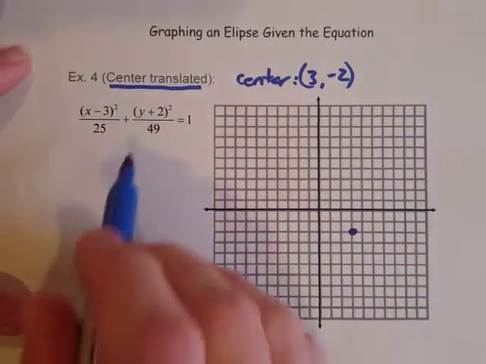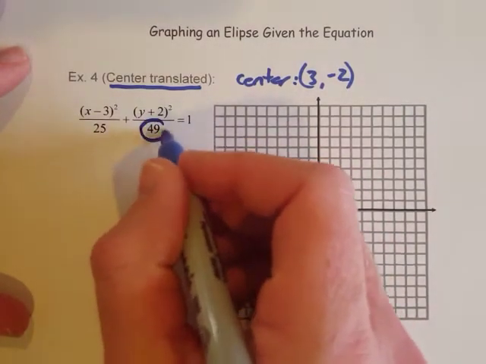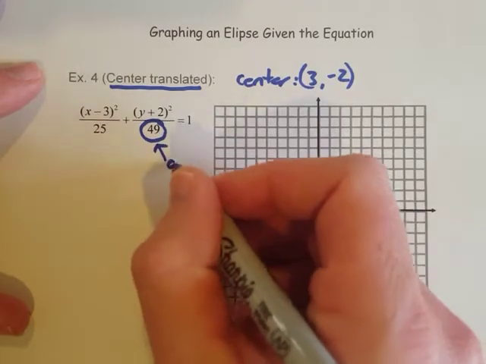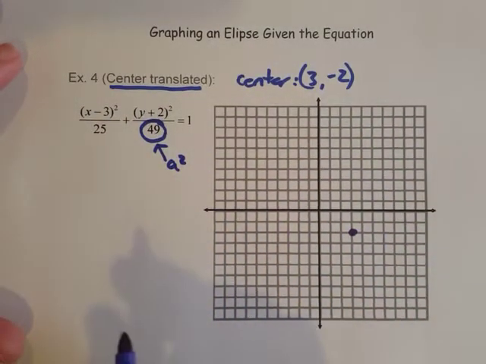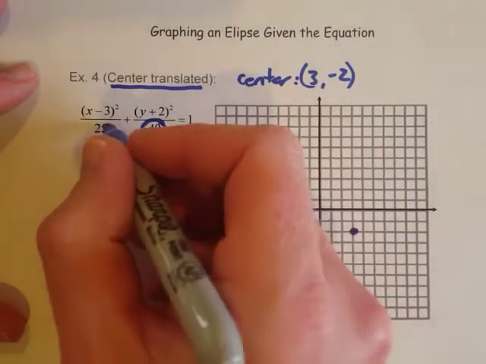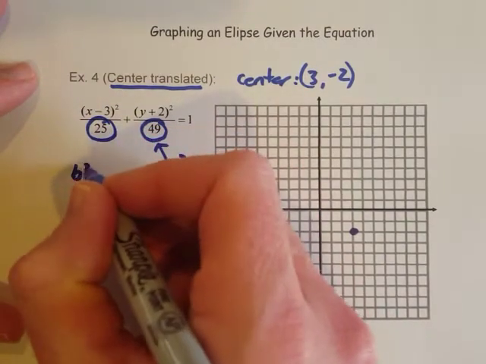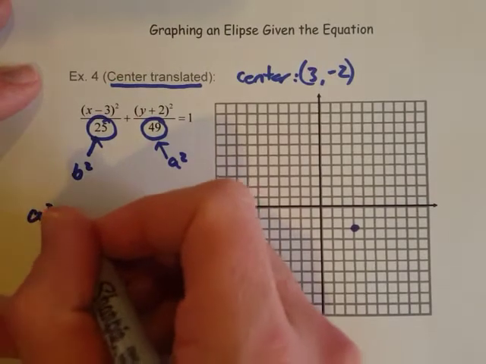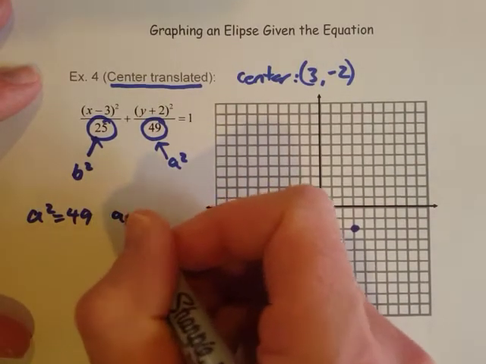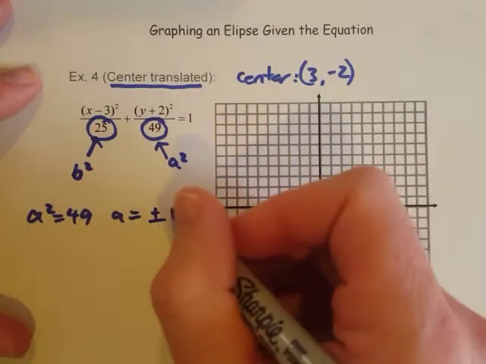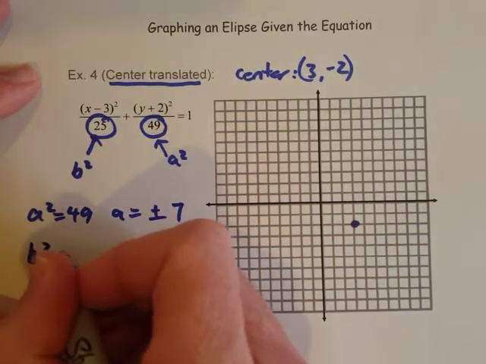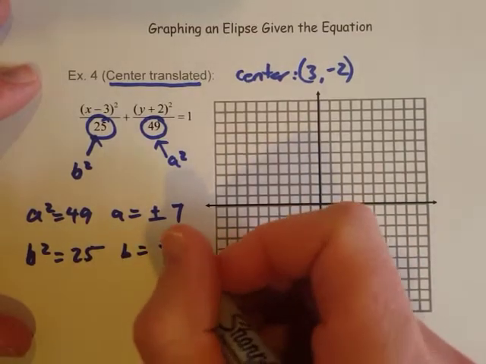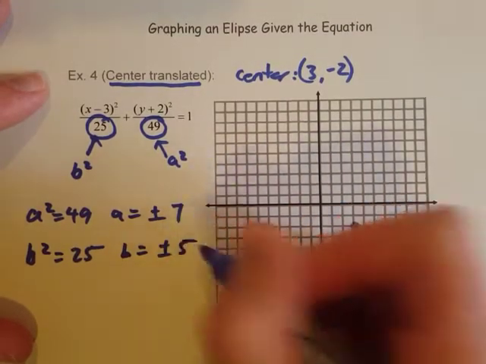Now I look at these numbers again. The bigger number this time is under the y, so we're going to call that one a squared. It's going to be a mostly vertical ellipse in this case, and then this is going to be b squared, since that's the smaller number. So if a squared is equal to 49, that means a is equal to plus or minus 7. If b squared is equal to 25, b is going to be plus or minus 5.